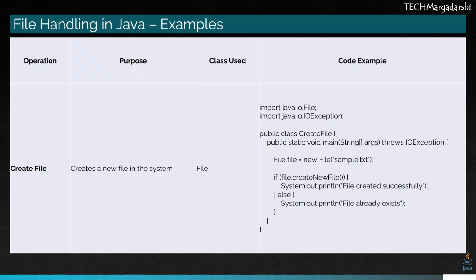Inside the main method, we create a file object by passing the file name sample.txt. This does not create the file immediately. It only creates a reference. Next, we call the createNewFile method. If the file does not exist, Java creates the file and returns true. If the file already exists, it returns false. Based on the returned value, we print whether the file was created successfully or already exists. This is one of the simplest and most commonly used ways to create a file in Java.